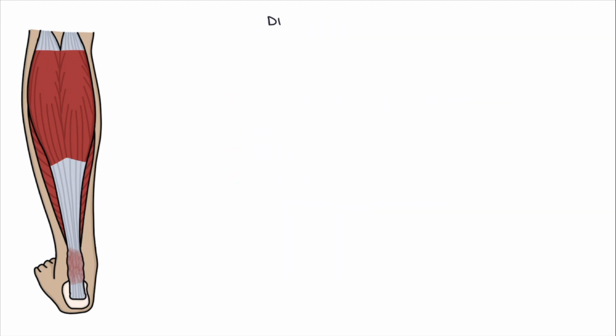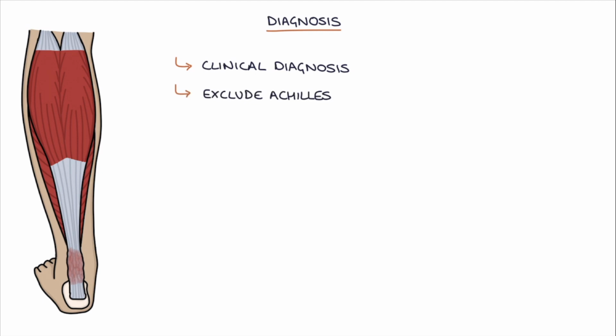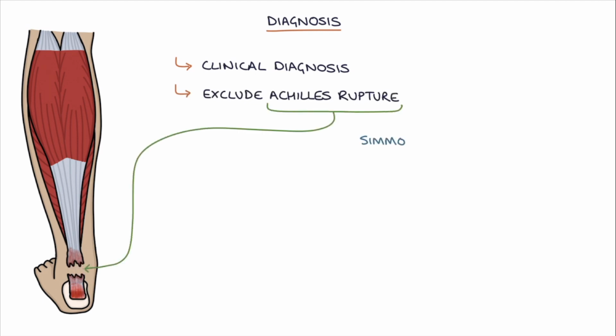Let's talk about making the diagnosis. Achilles tendinopathy is a clinical diagnosis and it doesn't usually require any investigations to diagnose. It's essential to exclude Achilles tendon rupture, for example using the Simmons calf squeeze test.